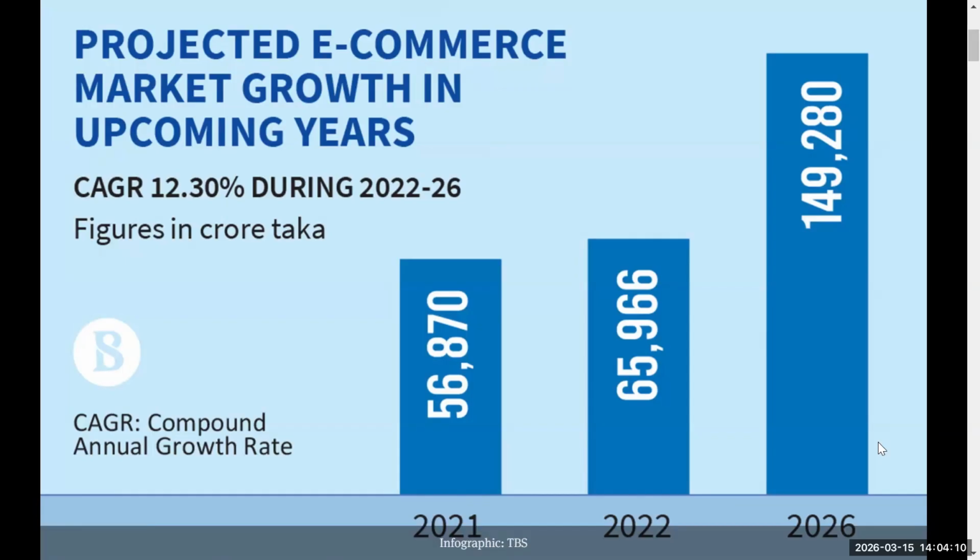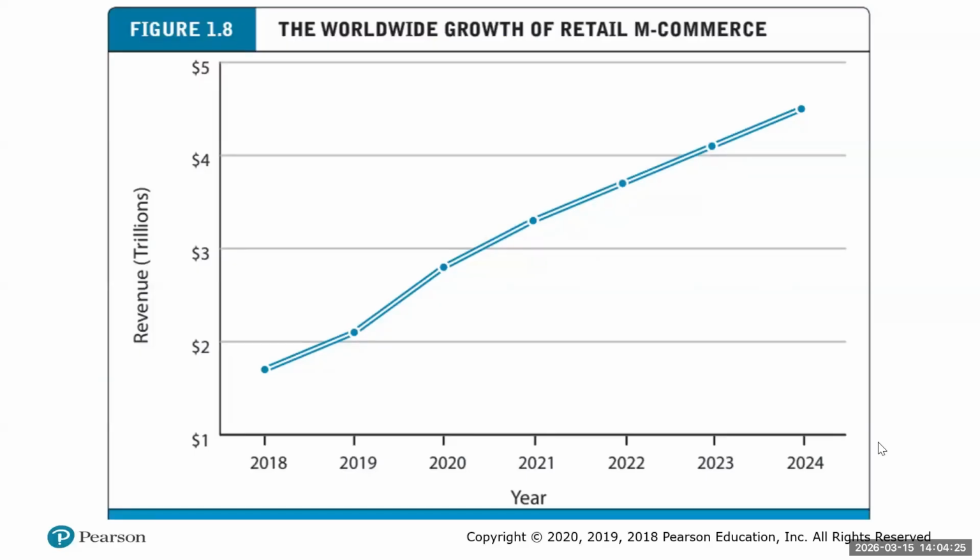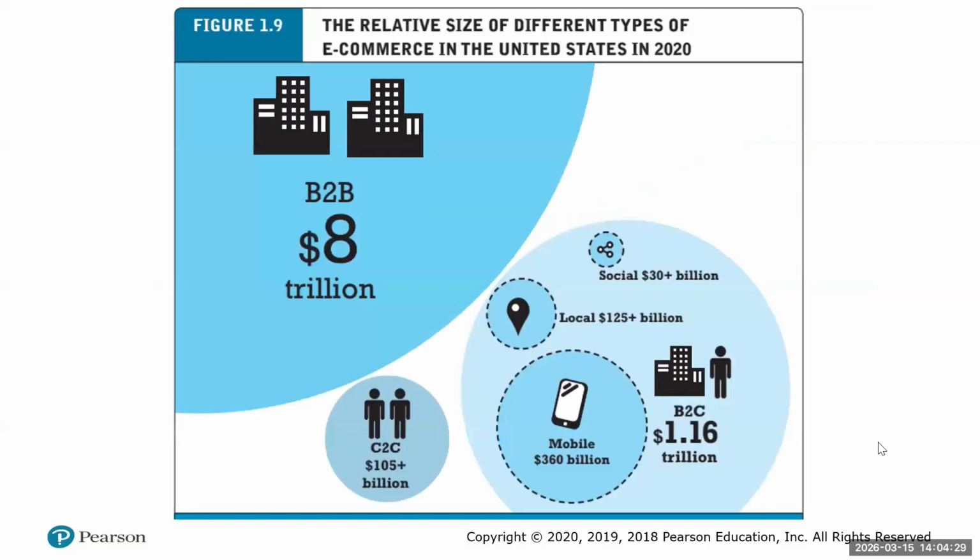But if you go back, this data is a projection from year 22-23. If you check now what the current market size of Bangladesh is, you get the idea whether Bangladesh has grown as expected, or more than that, or less than that. Now, if you consider the global market, you see something interesting. The B2B market, where organizations are dealing with other organizations, is actually 80% of the total global e-commerce market. All other markets, local e-commerce, social e-commerce, mobile e-commerce, C2C, everything else, covers only 20% of the market.